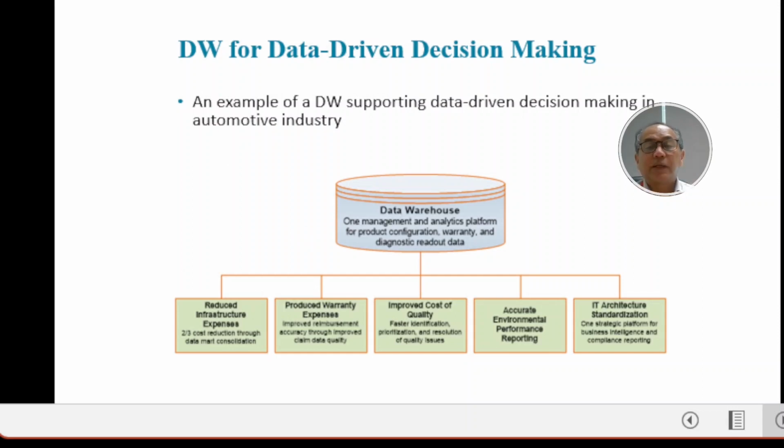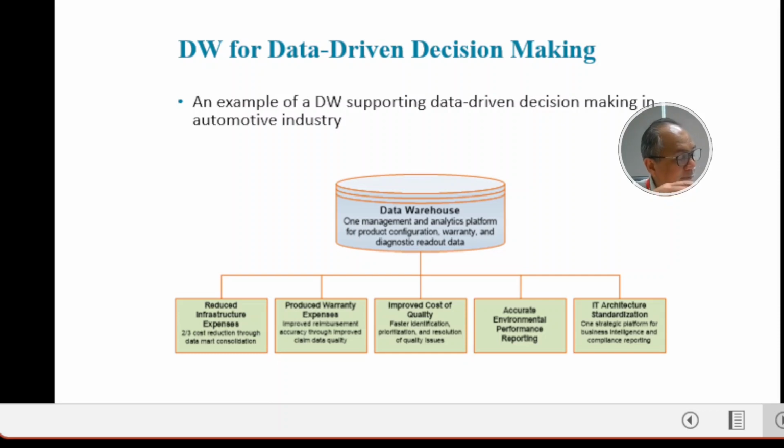Okay, data warehouse for data-driven decision making. A data warehouse supports data-driven decision making, and this is an example in the automotive industry. So we can reduce infrastructure expenses, reduce warranty expenses, improve cost of quality, provide accurate environmental performance reporting, and provide IT architecture standardization.